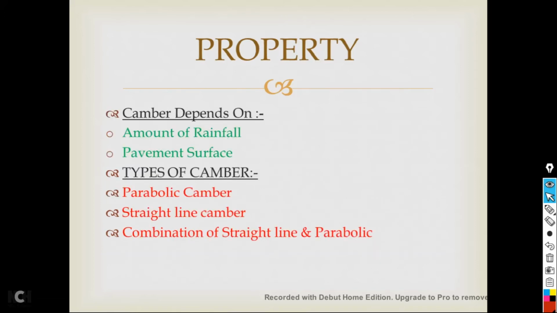Now, the camber depends on the amount of rainfall and pavement surface. Camber depends on, meaning the design of camber, that means how much camber we should provide, depends on the amount of rainfall in that particular place and the pavement surface. Now, there are three types of camber. The first one is parabolic camber, second one is straight line camber, and the last one is a combination of straight line and parabolic camber. Now, we will see the advantages and disadvantages of these three cambers.